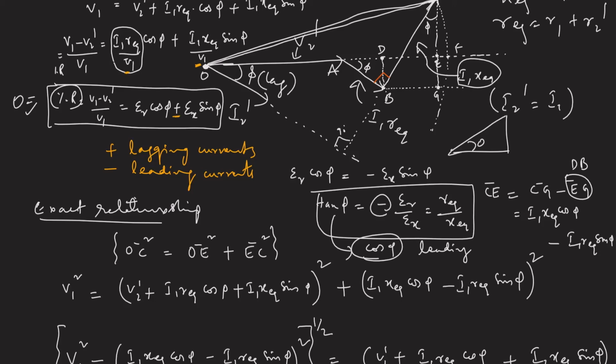So this is theta, this is R equivalent, this is X equivalent, and this is Z equivalent. So tan theta is equal to R equivalent by X equivalent, and cos theta is equal to R equivalent by Z equivalent, right? But this minus sign gives me the leading power factor angle.